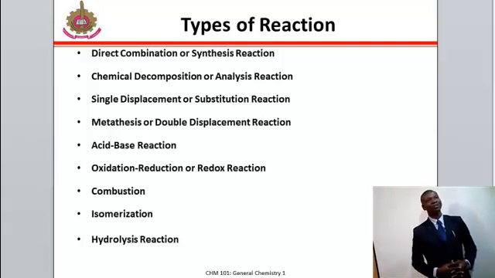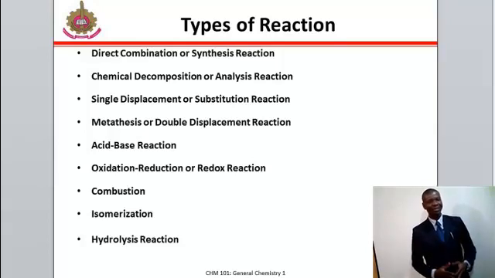Direct combination is a reaction between two or more chemical species to form a complex product. A very good example is the reaction between iron and sulfur to produce iron(II) sulfide. What about chemical decomposition? In a decomposition reaction, a compound is broken down. Remember, in direct combination, two things come together, but in decomposition, there is a breaking down of a compound to produce chemical species. So it's a sort of opposite of the direct combination reaction.